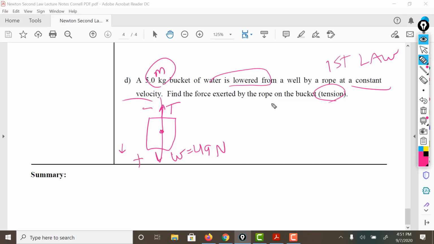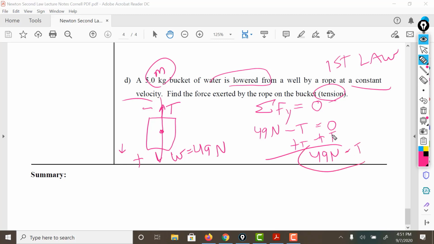But look what happens. This is not equal to m times a. This is first law, so it's equal to 0. And what I have is 49 newtons minus tension equals 0. And if I add tension to both sides, I get that 49 newtons is equal to the tension. That makes sense because it's not accelerating. The forces must be balanced.